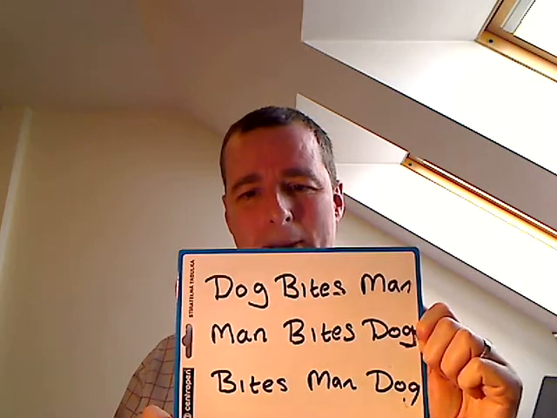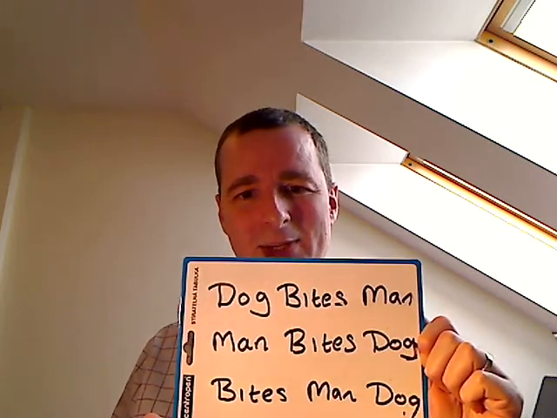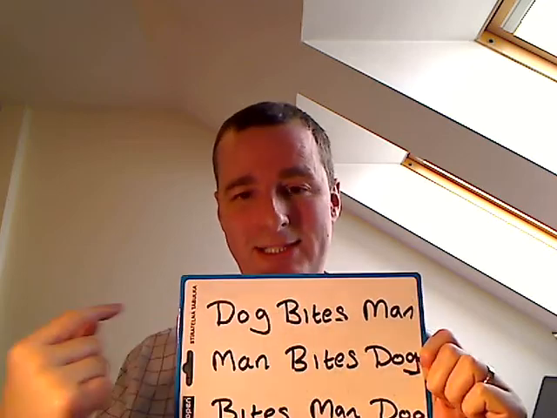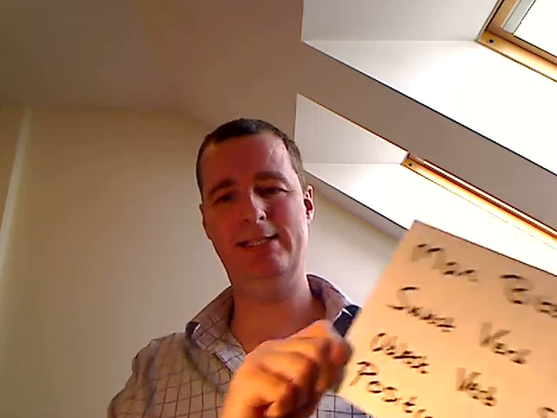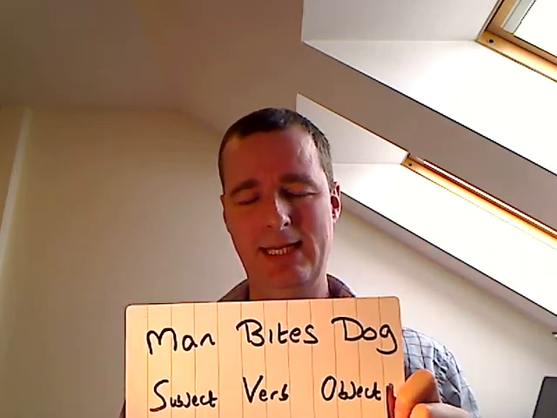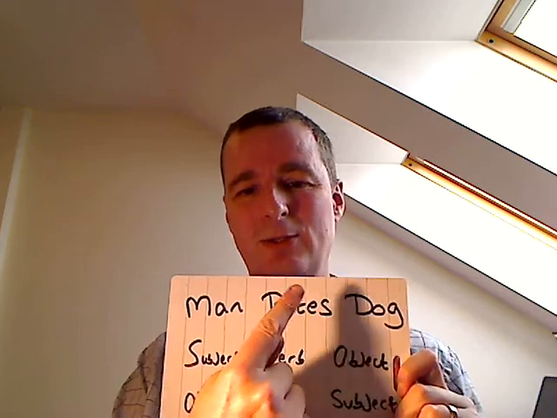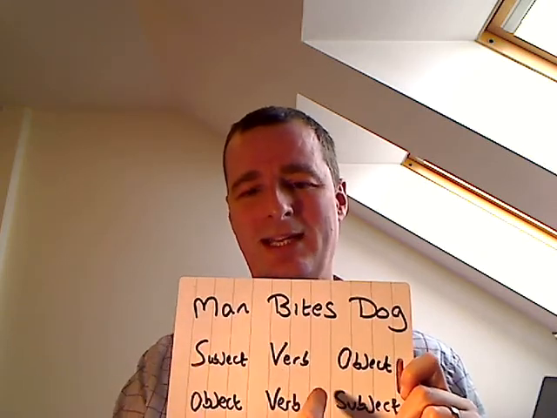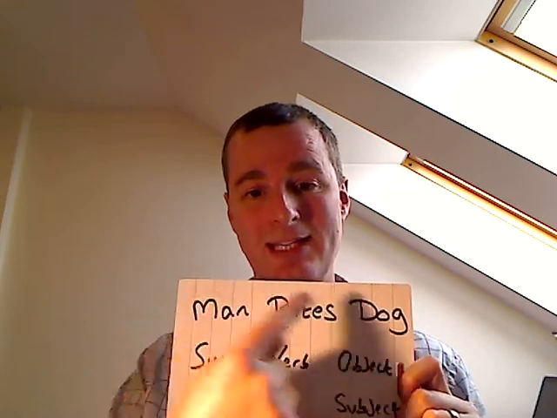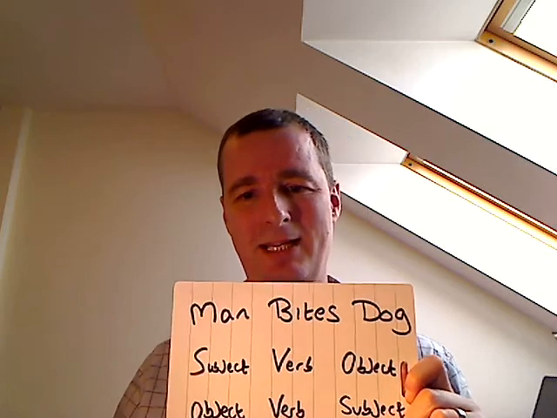If we saw bites man dog, it wouldn't mean anything. It's nonsense. We can't tell who's doing what. Word order is important to us in English to understand who's doing what. And that's because English is sometimes described as being based, in simple terms, on subject, who's doing it, verb, what are they doing, and object, what are they doing it to. So the subject bites the object, the man bites the dog.